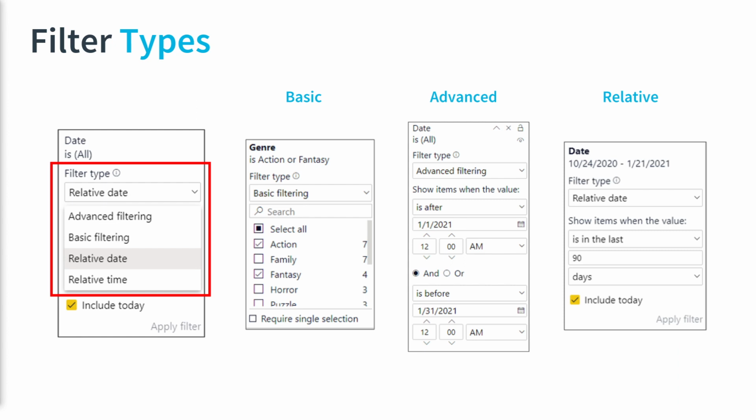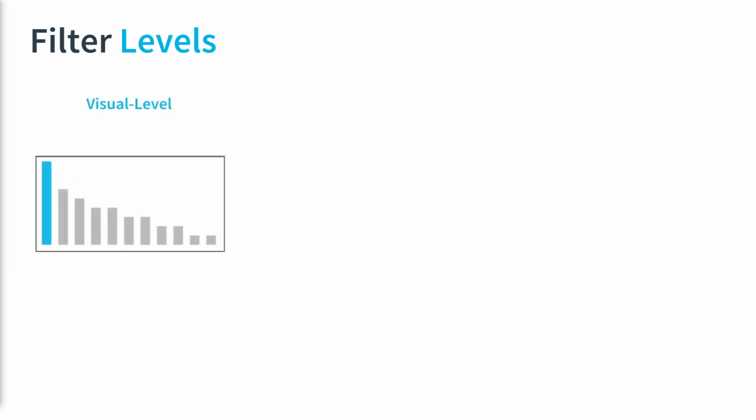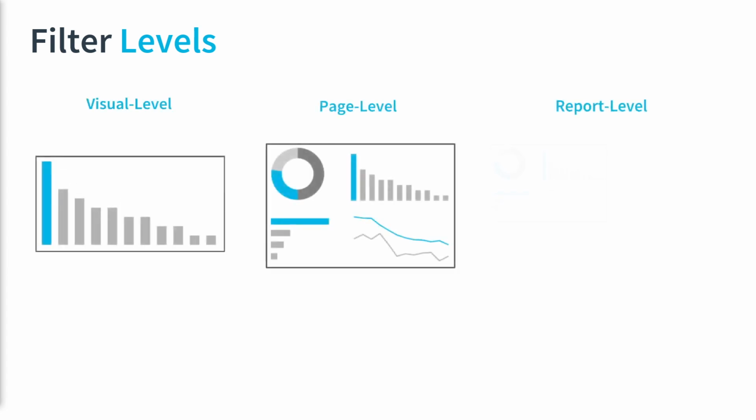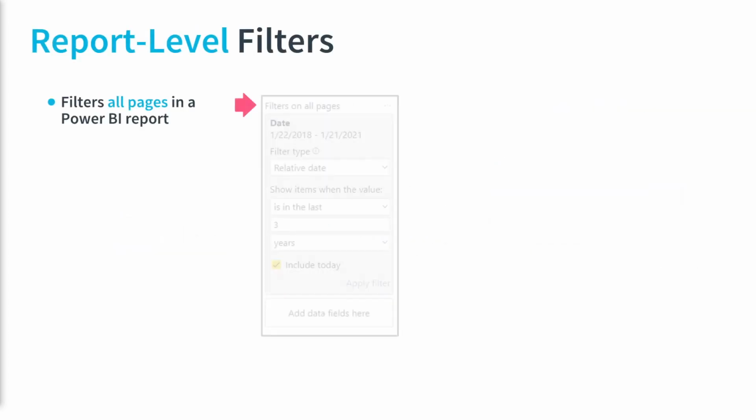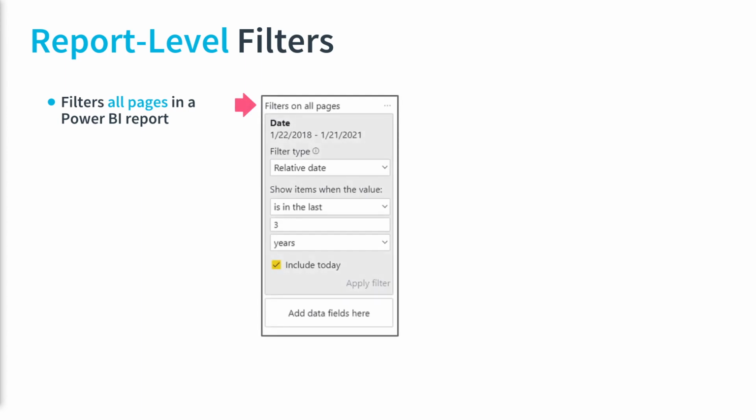Another important concept that makes filters somewhat different from slicers is how they filter data in your report. As noted earlier, the filter pane lets you filter only a specific visual on your report, an entire page of your report, or all of the pages in your report. Report level filters are useful when you need to filter an entire report to only show part of your dataset.